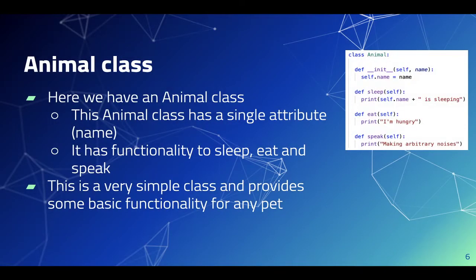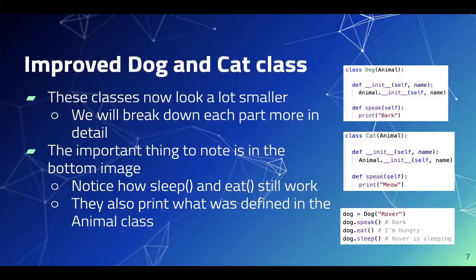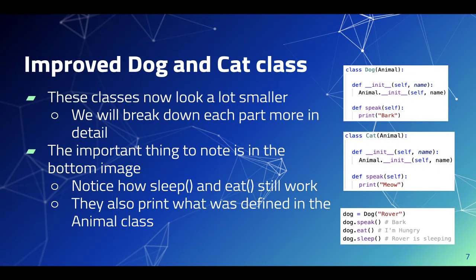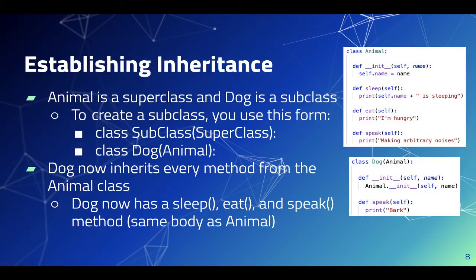dog. So if you look at the animal class, the speak and eat functions respectively say making arbitrary noises and then I'm hungry. So when we call dog.eat, we get I'm hungry. And when we call dog.sleep, the sleep function actually says self.name plus is sleeping. So in this case, we set the name to be Rover. So when we call dog.sleep, we get Rover is sleeping. So that's the basics of inheritance and how we can call methods that we might not have necessarily declared in our code, but come from the parent classes.